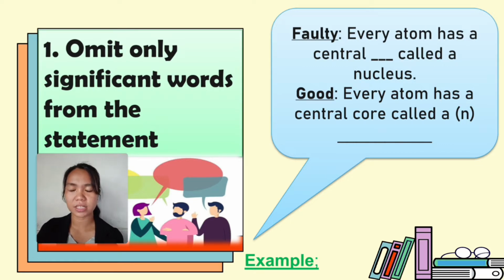That is why it is a faulty structure, unlike the second item, which is good because it omits the most significant word from the statement, which is the nucleus, while the first item leaves out an irrelevant word from the statement. That is what we need to remember every time we are making fill in the blank questions.